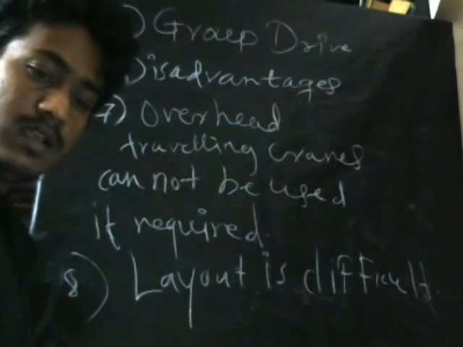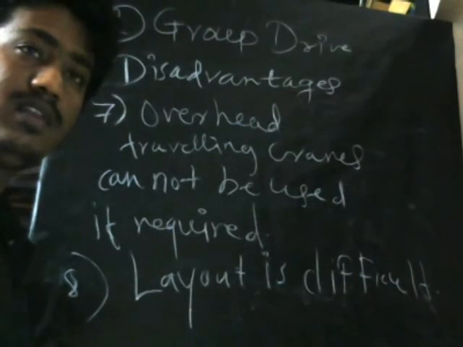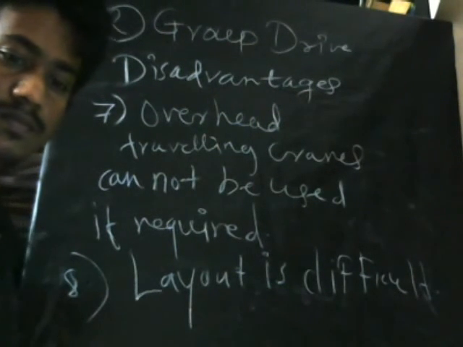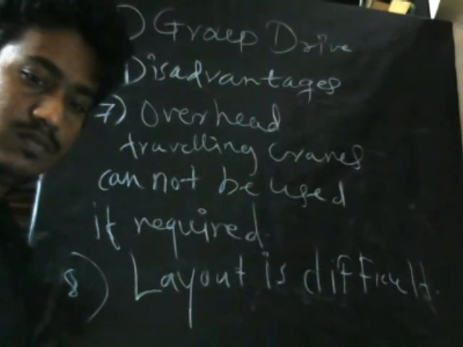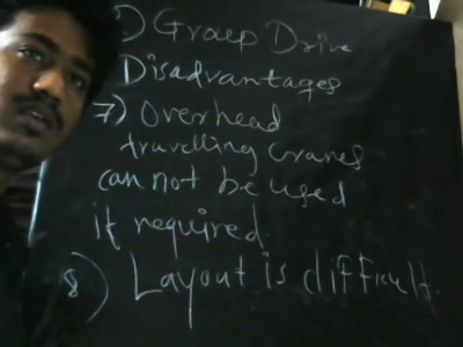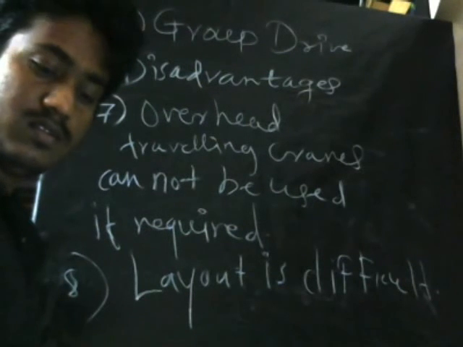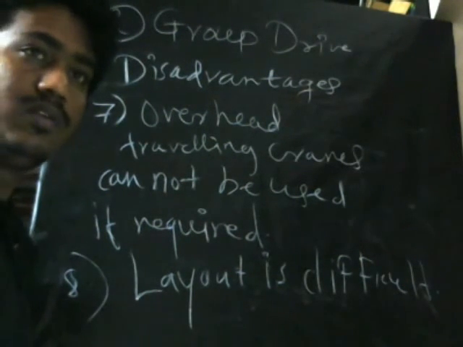Correct. And due to such a complicated structure, overhead traveling cranes are not possible, and so they are not used. And this is why the layout is difficult. And these are the disadvantages of group drive, and this is what group drive is.